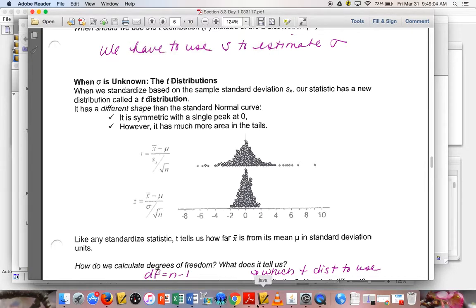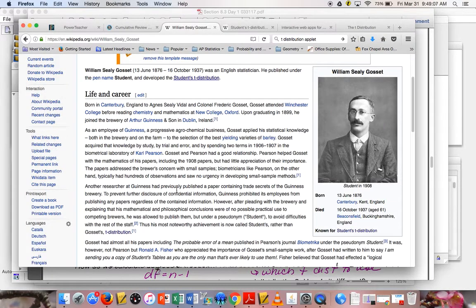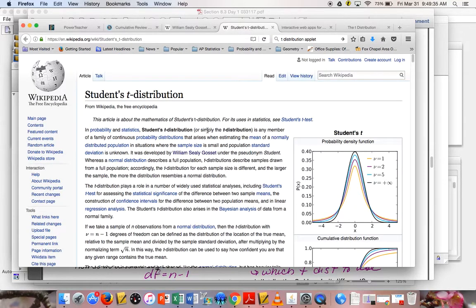How he came up with such an original name, I am not sure. But anyways, there's some stories here. There's conflicting information about whether he was actually able to publish it, because Guinness may have restricted his publication. I've heard different stories about what the actual truth is. But he did publish it regardless, under a pseudonym named Student. And so sometimes it's called the student t-distribution, versus just the regular t-distribution.